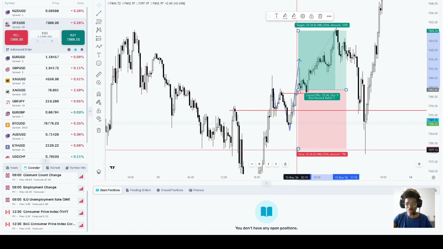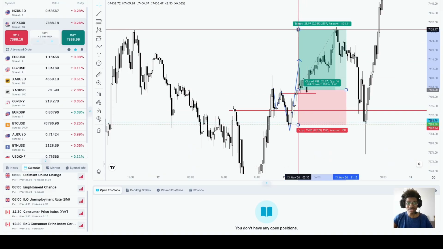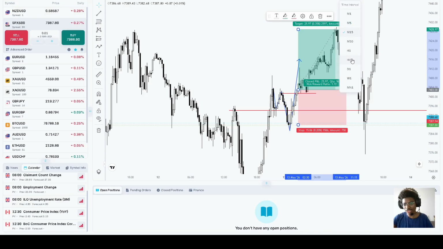Go and backtest the process. Don't just sit there and take my word for it. Go and backtest the process. So first one, you take profit like that. Okay.